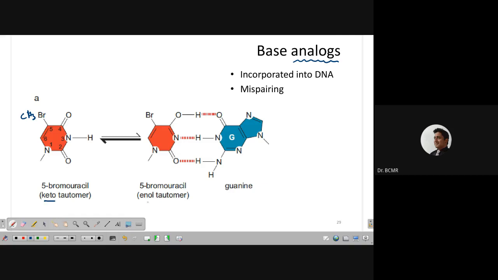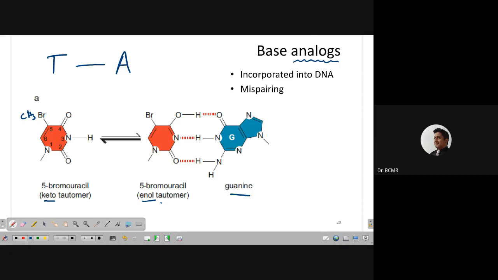Nucleotides containing 5-bromouracil can also exist in keto or enol tautomers. I hope you remember what tautomers are. That is, their composition is the same, except that they have a little bit of variation in how the side groups are arranged. In the enol form, it can base pair with guanine. Normally, if you consider this to be very similar to T, you would expect it to base pair with adenine. But in enol form, it can base pair with guanine.